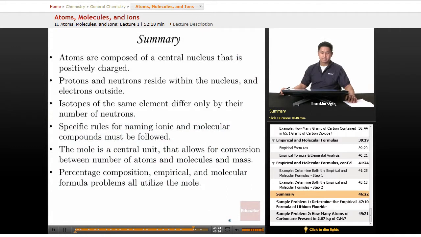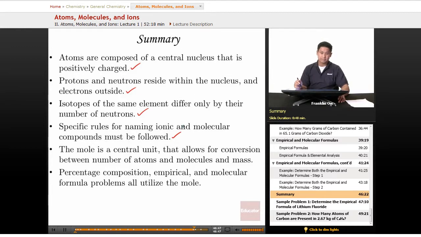Alright, let's go ahead and summarize. Atoms are composed of a central nucleus that is positively charged. Protons and neutrons reside within the nucleus and electrons are outside. We saw that isotopes of the same element differ only by their number of neutrons. And we went through specific rules for naming ionic and molecular compounds.